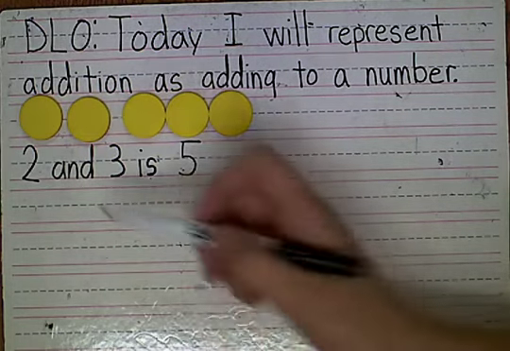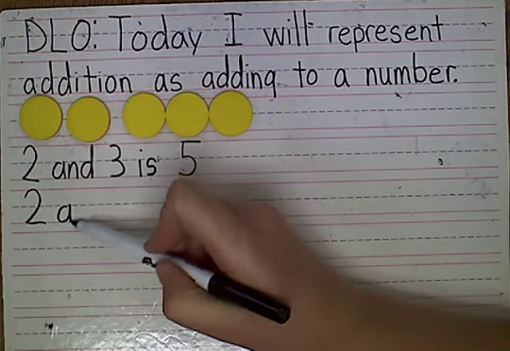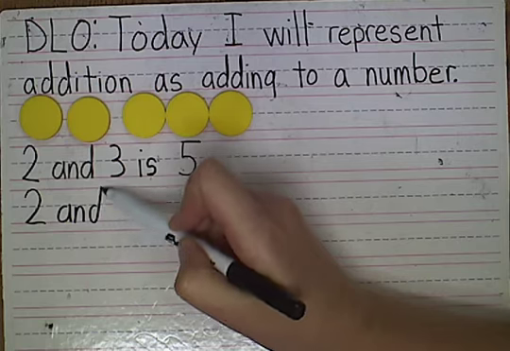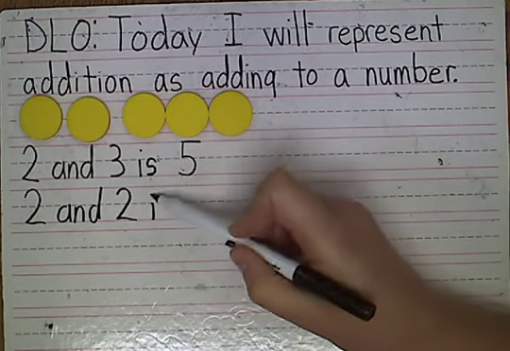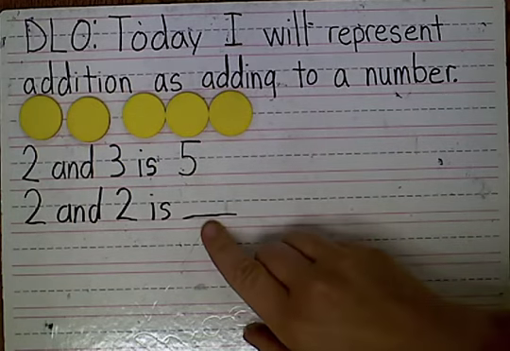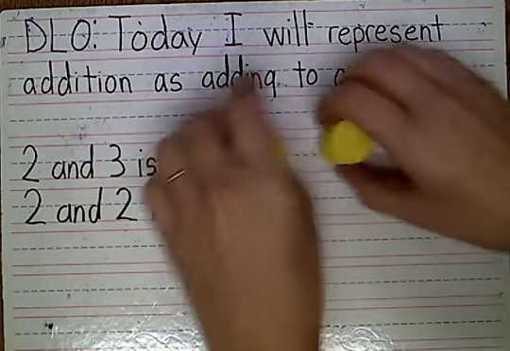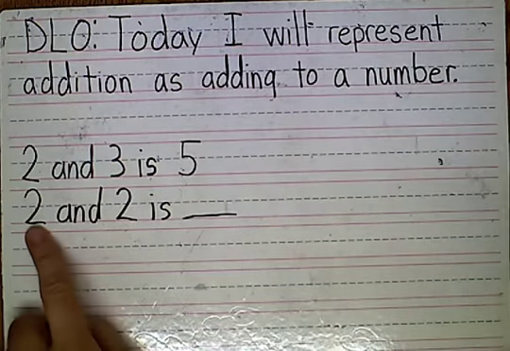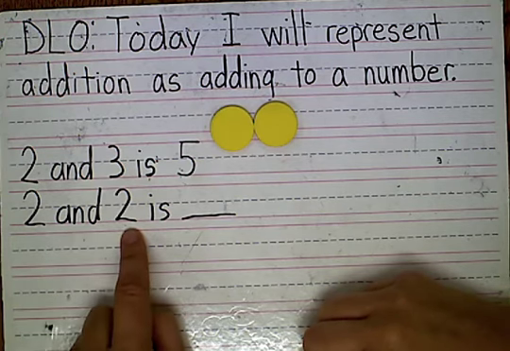Let's do another one. 2 and 2 is blank. We need to fill in the blank. This is going to be our sum. Let's move my flippy chips. I'll build it over here. I have some space. What's my first number? 2. Let's count out our chips. 1, 2. And 2. We need 2 more.